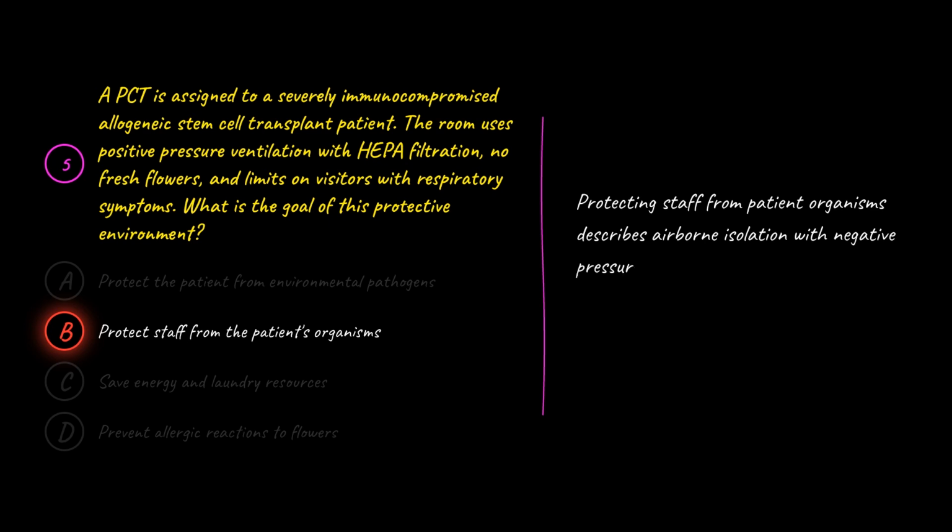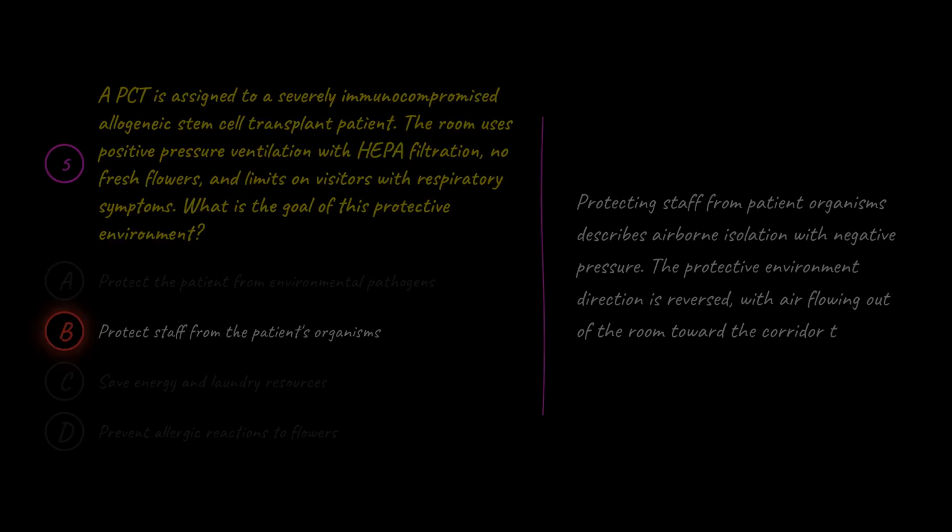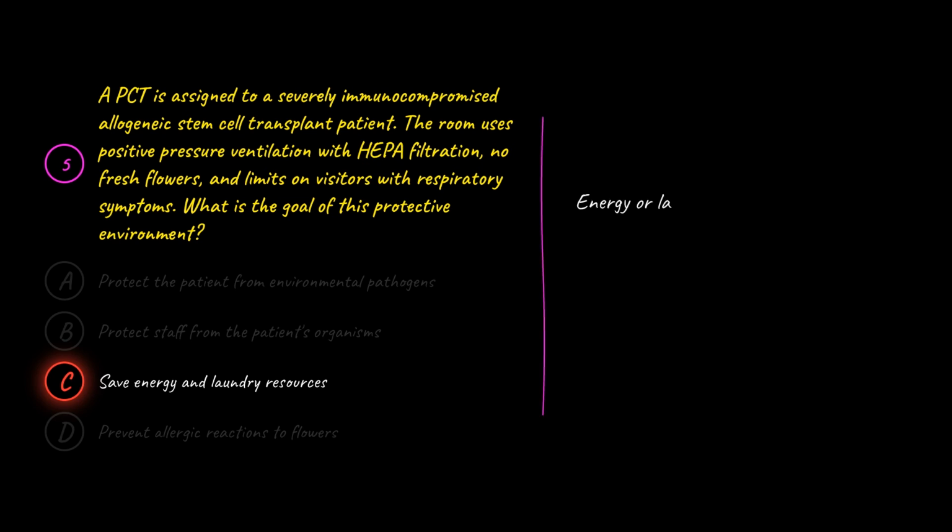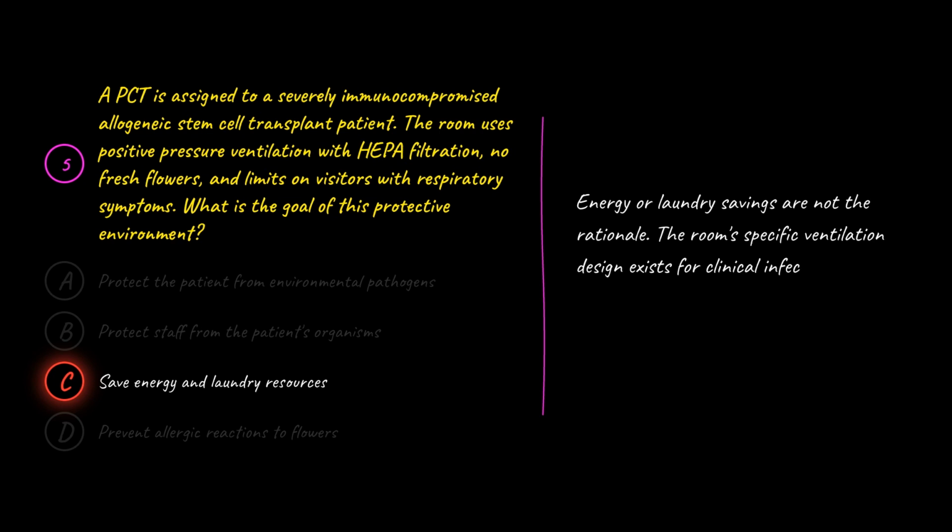The protective environment direction is reversed, with air flowing out of the room toward the corridor to keep pathogens away from the patient. C is wrong because energy or laundry savings are not the rationale. The room-specific ventilation design exists for clinical infection control reasons, and any utility benefit would be incidental rather than the primary purpose of the configuration.